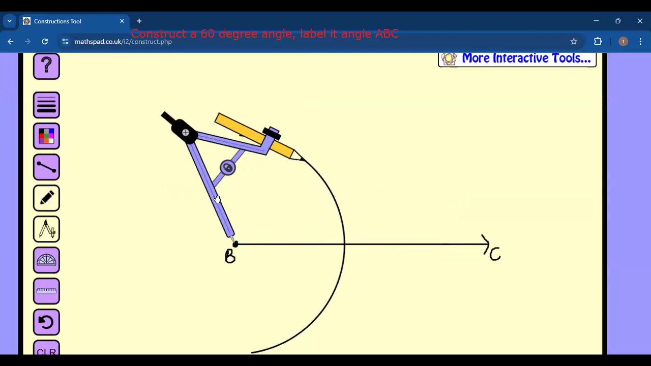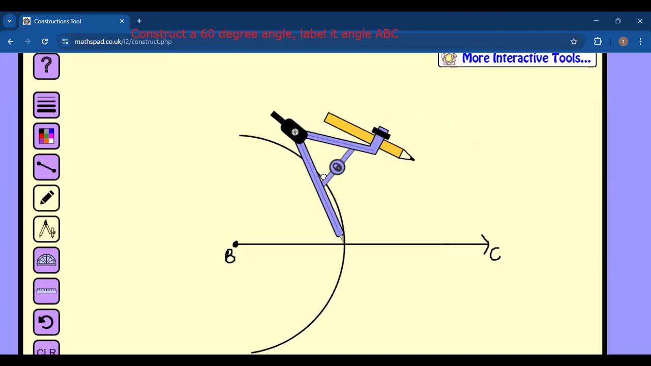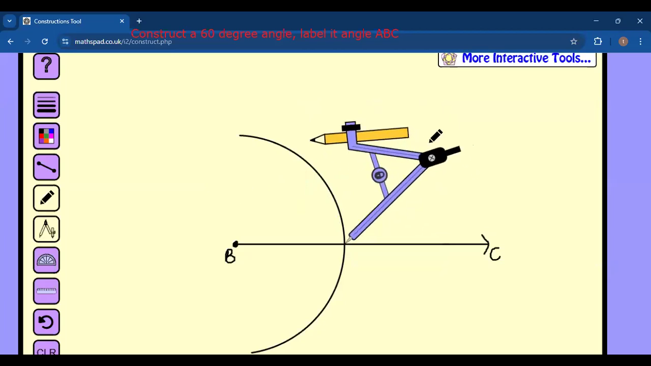Now, in real life, in your exam, you do not have to label this point. You just leave it. We just label it the first time for teaching you, but you don't have to label it in real life. After we've done that, I'm going to go to the same point right here, and I'm going to draw an arc.